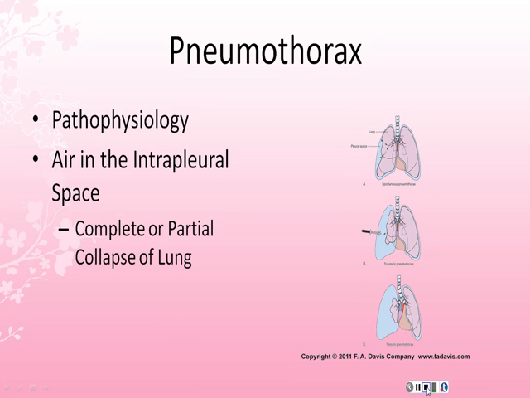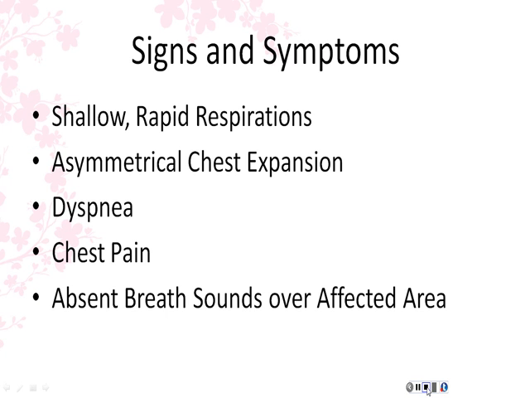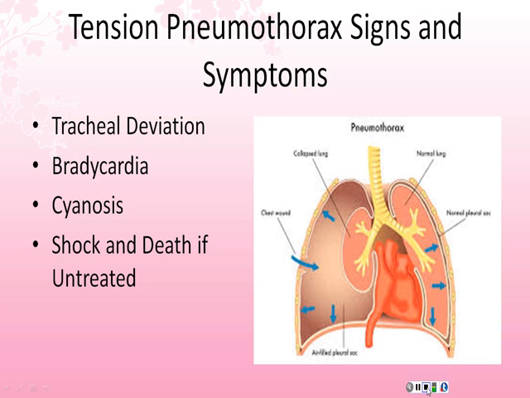So signs and symptoms of pneumothorax: shallow rapid respirations, asymmetrical chest expansion, dyspnea, chest pain, and then absence of breath sounds over the affected area. So the tension pressure, again, can push the heart and the great vessels away from the affected side, causing this mediastinal shift. The compression of the heart and the great vessels impairs venous return and reduces cardiac output, which can lead to shock. You could see tracheal deviation, bradycardia, cyanosis.